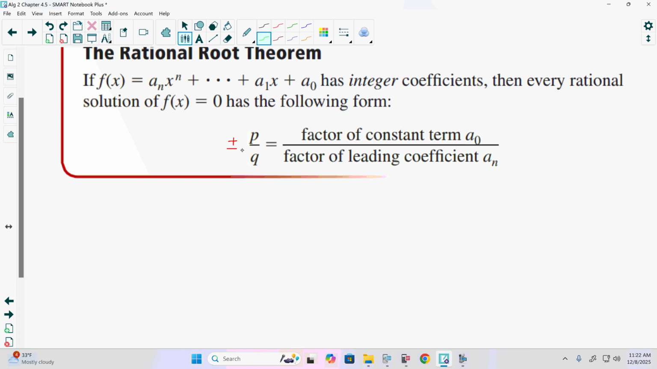So doing this here, this plus or minus p over q will give us every possible rational 0 that it could have. Let's focus in. And if it is a rational 0, it will be listed here. It does not mean every number we get from this here is a solution. But if a solution is a rational solution, it will tell us what it is. It will be contained in the list.